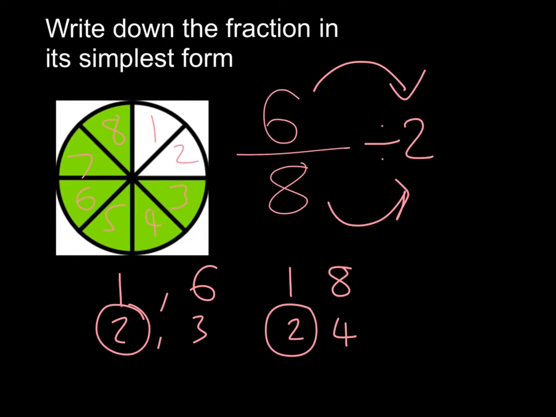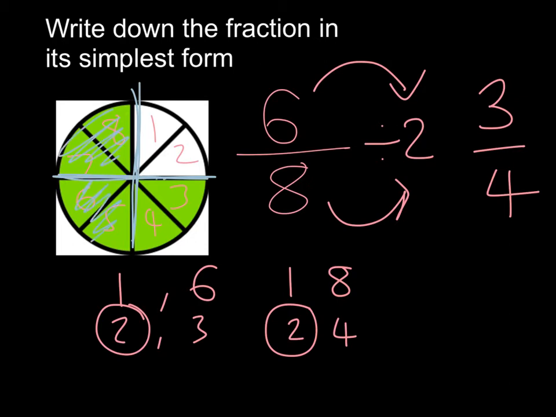So dividing both top and bottom by 2 is going to give us 3 out of 4. And if we look at that number, 3 out of 4, 3 is only divisible by 1 and 3, and 4 is only divisible by 1, 2 and 4, therefore there are no common factors. And if we look back to the picture, what we can see is if we would have split it into quarters in the first place, we've got 1 quarter, 2 quarters, 3 quarters out of the 4. So that is our final answer.